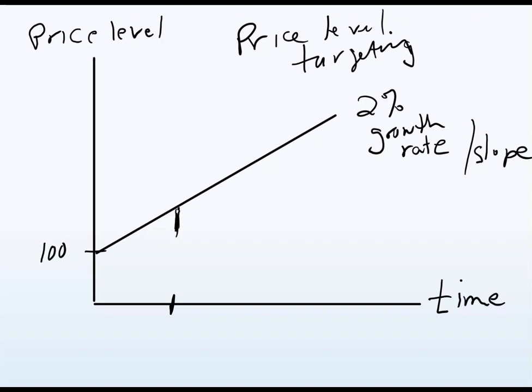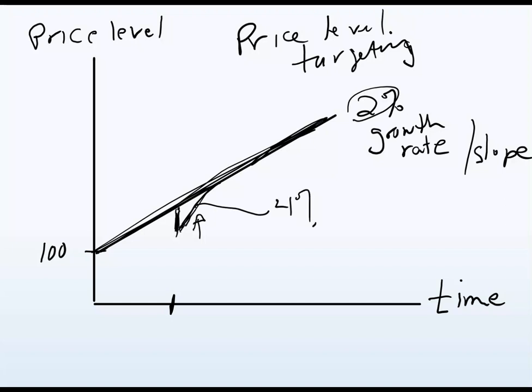Now, if you're targeting the price level, it means you want to stay on this line. You want to stay on this line. And in order to do that, you've got to catch up. And so you have to increase the inflation rate. See the slope here? The slope is increasing. That slope is not 2%. This slope is maybe 4%. You've got to increase the inflation rate for a short period of time to get back on track with the price level.